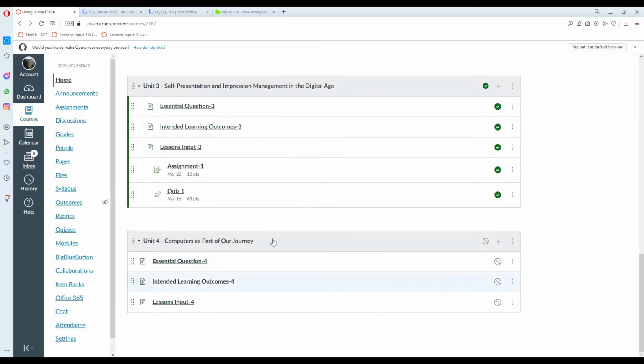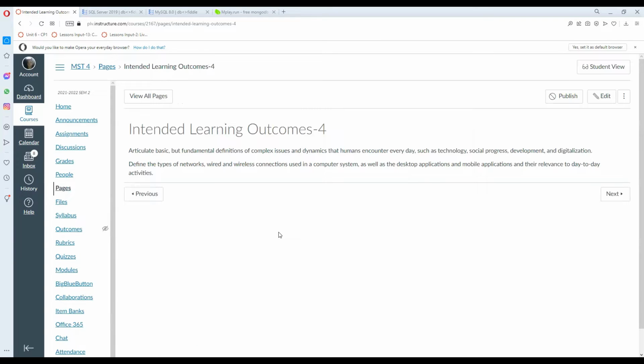For our intended learning outcomes, these are the following: articulate basic, fundamental definitions of complex issues and dynamics of humans encountered every day, such as technology, social progress, development, and digitalization. Define the types of networks, wired and wireless connections used in the computer system, as well as the desktop applications and mobile applications and their relevance to day-to-day activities.